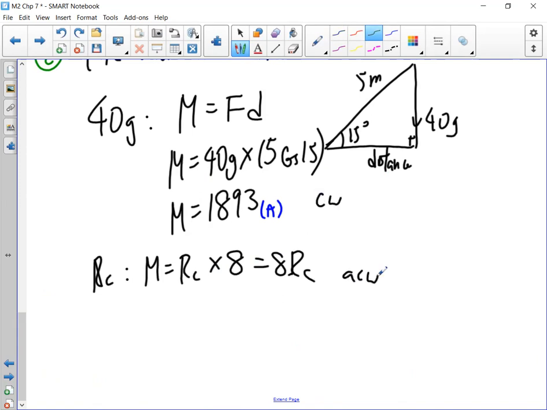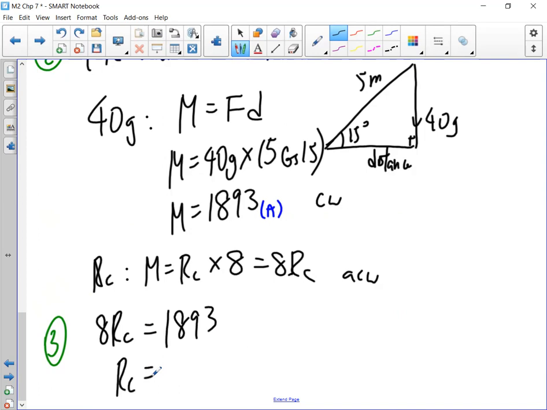Step 3, the moments equal each other. So anti-clockwise moments equal clockwise moments. Anti-clockwise is 8 RC. Clockwise moment is 1893. So divide that by 8. 1893 divided by 8 is 237 Newton. Now that's not a full answer. The actual answer I've got in the calculator is 263.6518, etc. If you're doing this with a calculator with me, make sure you have a go as well. I'm going to store this in C because I can remember RC. So I'm going to store it in C.